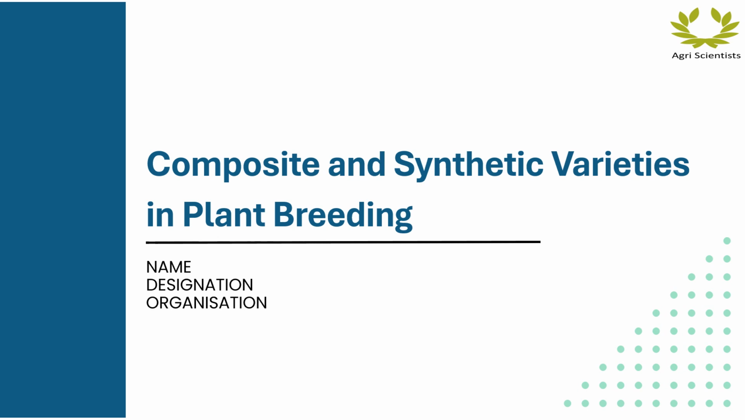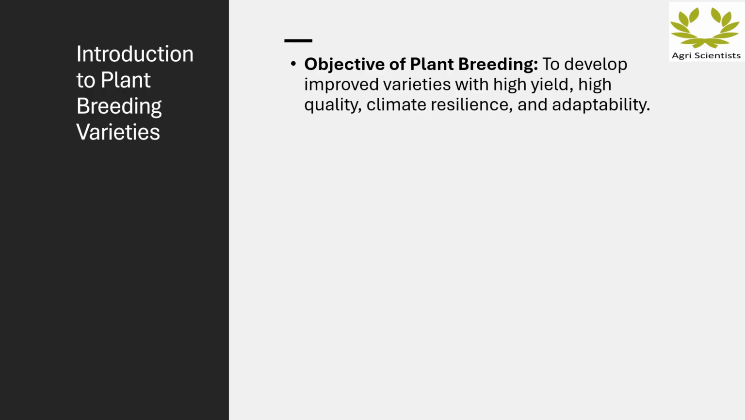Composite and synthetic varieties in plant breeding. Objective of plant breeding: to develop improved varieties with high yield, high quality, climate resilience, and adaptability.